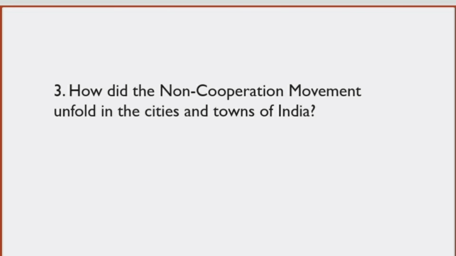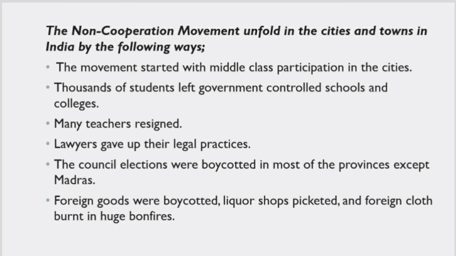Question 3. How did the non-cooperation movement unfold in the cities and towns of India? The answer is the non-cooperation movement unfolded in the cities and towns in India in the following ways. The movement started with the middle class participation in the cities. Thousands of students left government-controlled schools and colleges. Many teachers resigned. Lawyers gave up their legal practices.